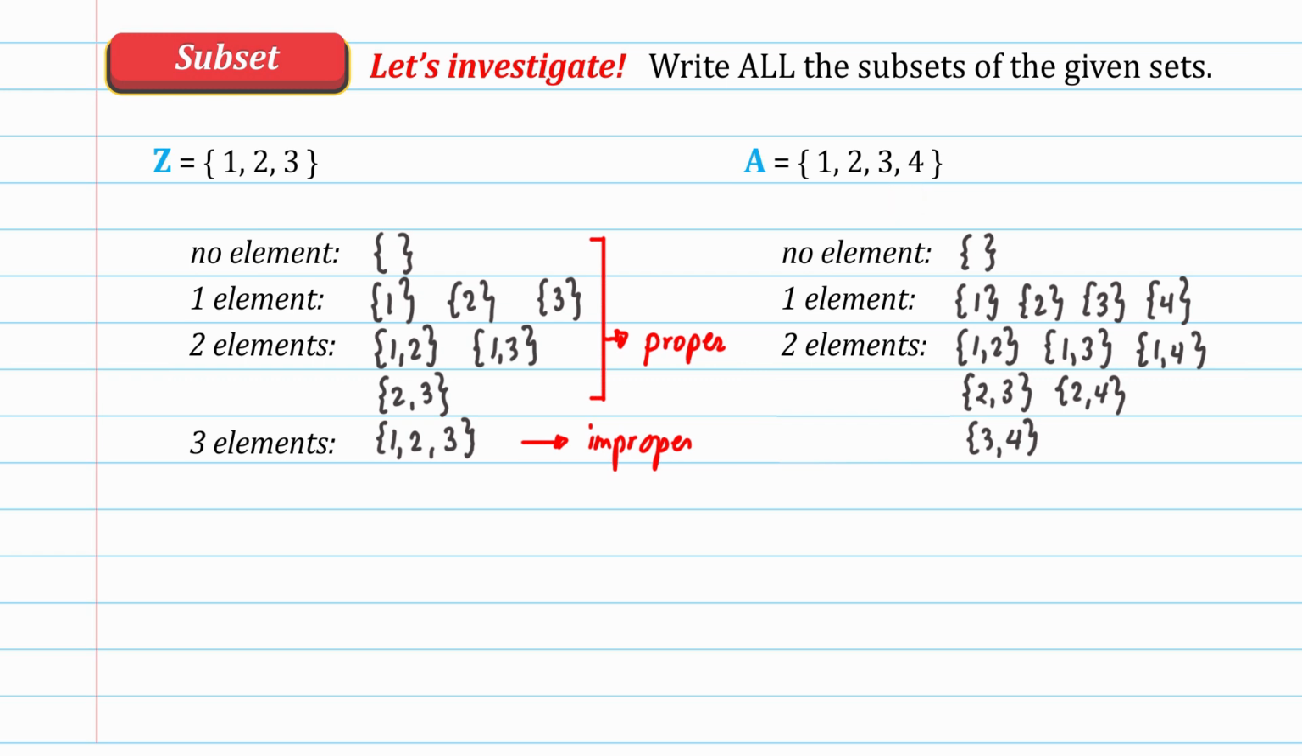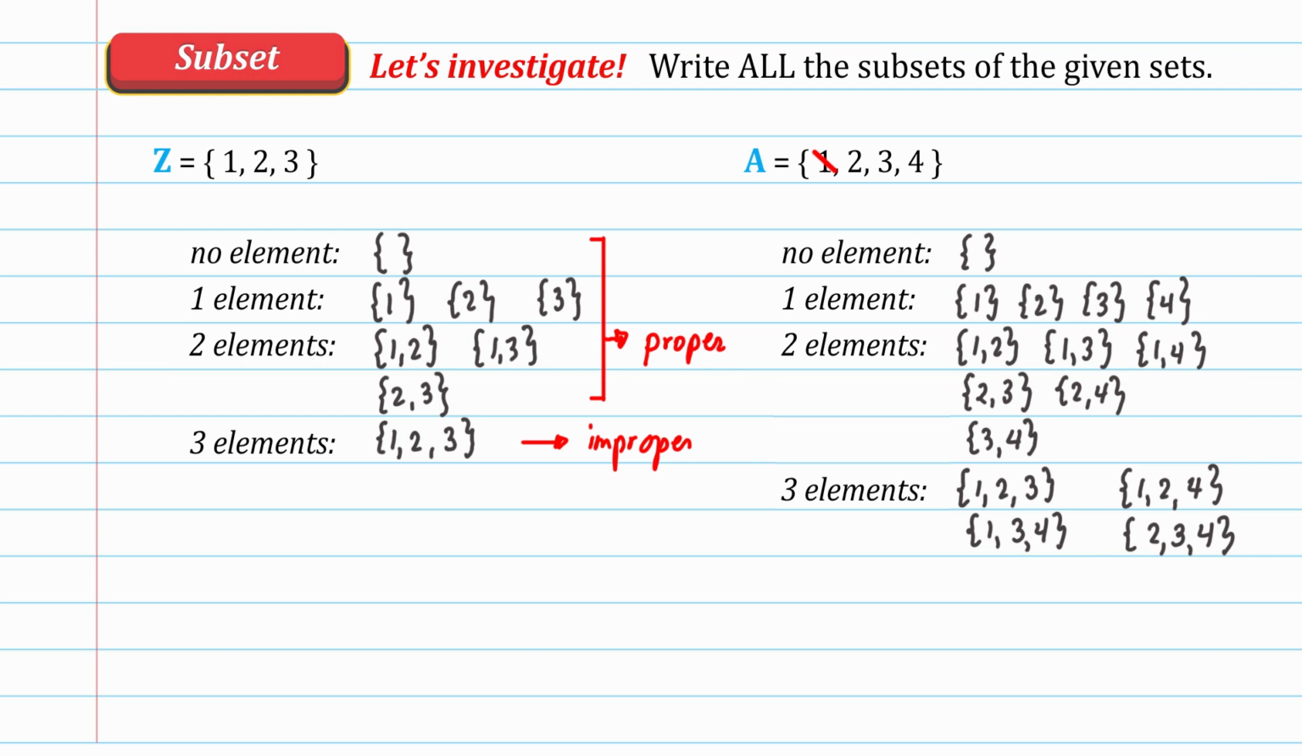Next, let me list all subsets of set A with 3 elements. I'm starting with {1, 2, 3}. By observing, only the element 4 is not on this list. Thus, on my next subset, only the element 3 is missing. Let me write it here. Do you get my pattern? The next subset, only the element 2 is missing. Next subset, only the element 1 is missing.